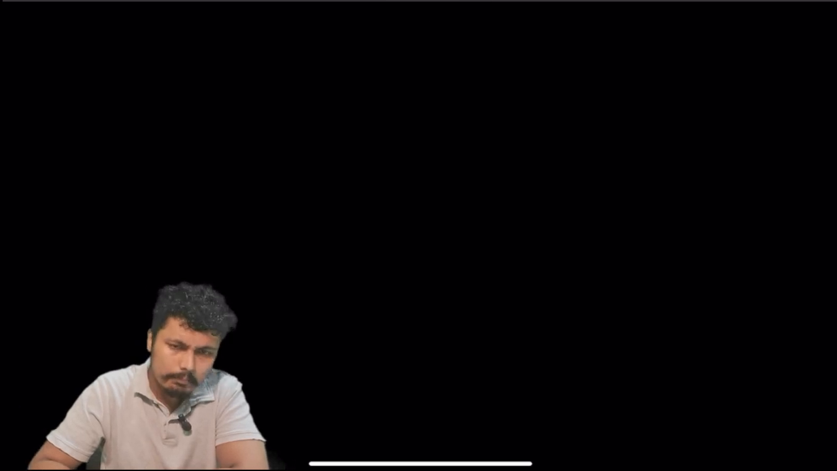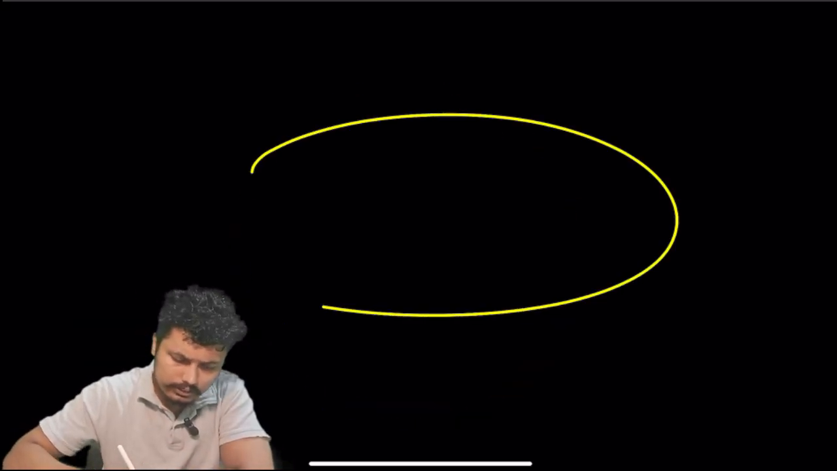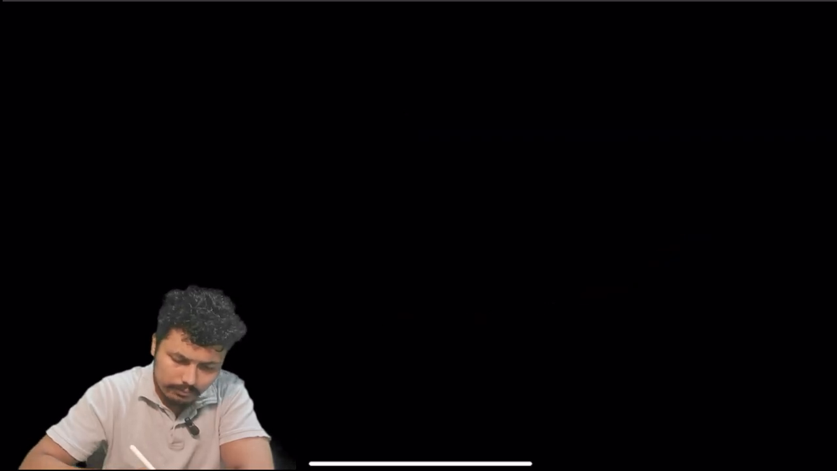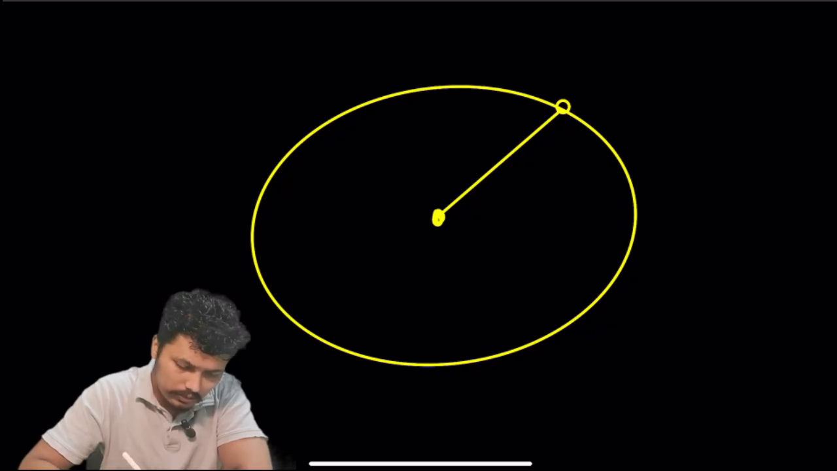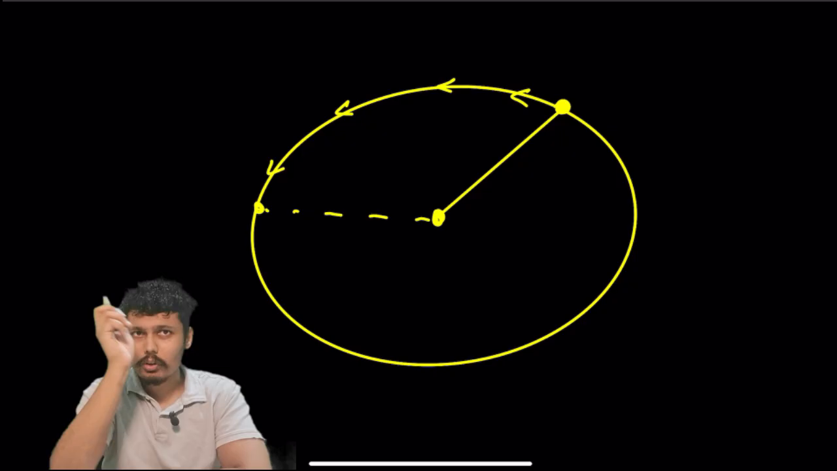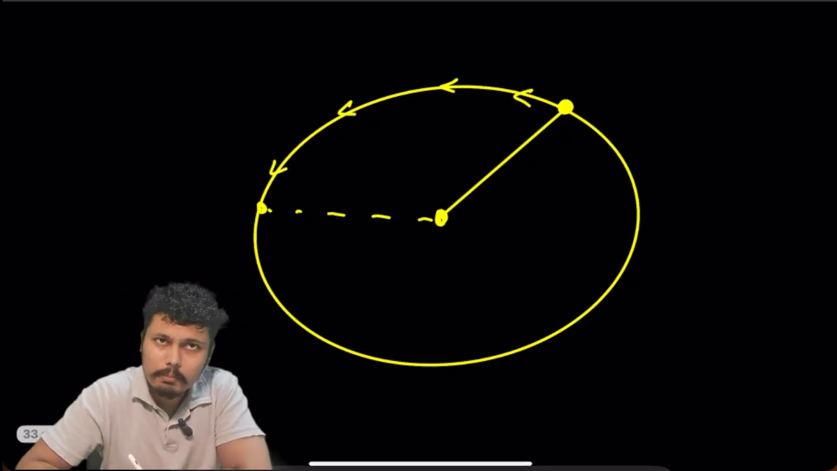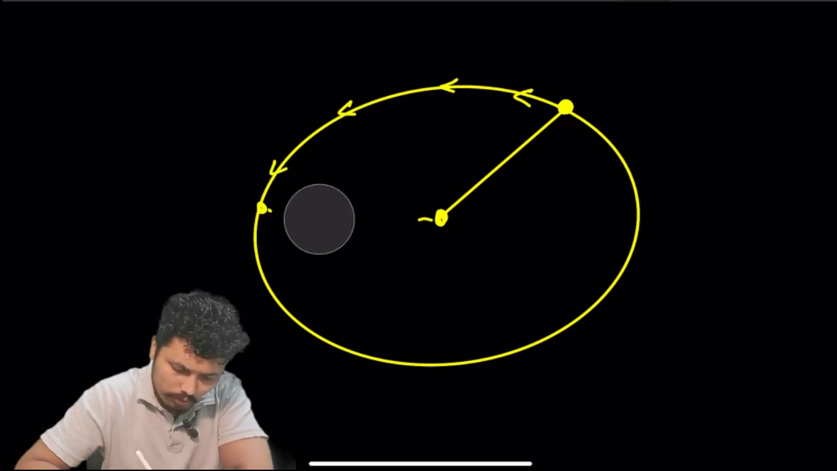We can understand this by taking a rope, tying a stone and rotating it like this. You are tying a rope and rotating it, and this object is moving like this. Now what will happen if I leave this? If I cut the rope, what will happen?